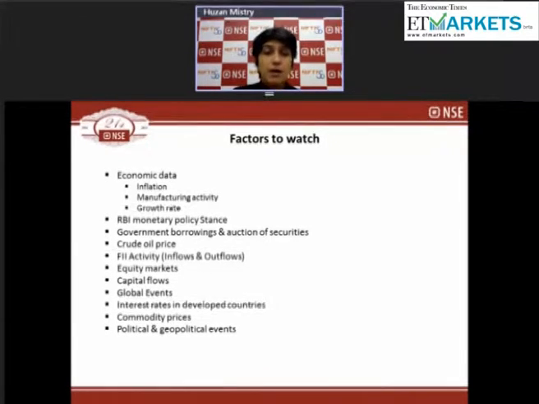Global events, obviously, like for example the Fed, after a long accommodative stance, has started raising rates, and therefore it has an impact in terms of what other economies are doing. Commodity prices, and without a doubt, the political and geopolitical events in any macroeconomic watch.